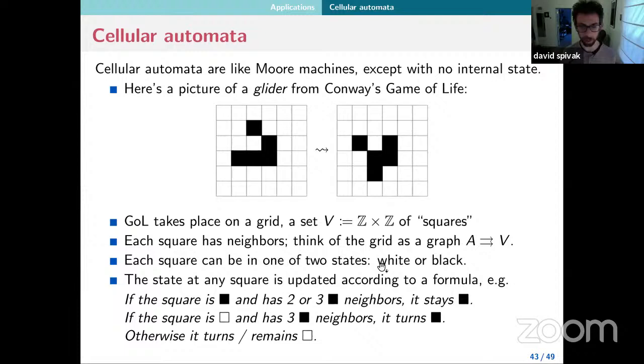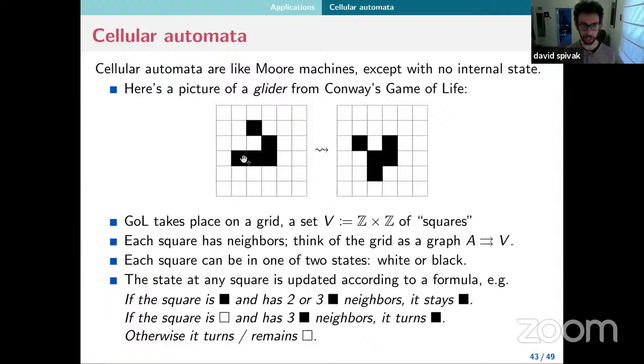And the state at any square needs some update rule. In Game of Life, the update rule is this: if the square is black and has two or three black neighbors, it stays black. Whereas if it's white and has three black neighbors, it turns black. And finally, in any other situation, it turns white. So here we have a black square. It only has one black neighbor, so it turns white. Whereas this black square has three black neighbors, so it remains black. This white square has too many black neighbors, it has five, so it remains white. Whereas this white square has three black neighbors, so it turns black.